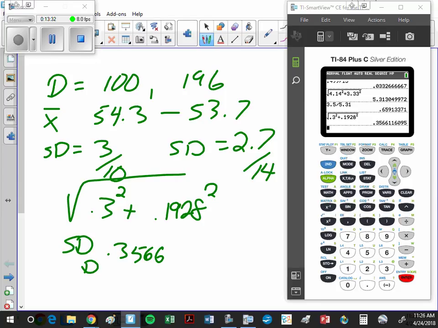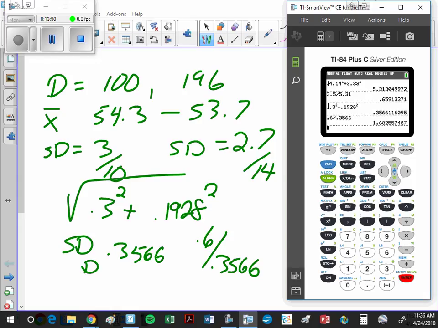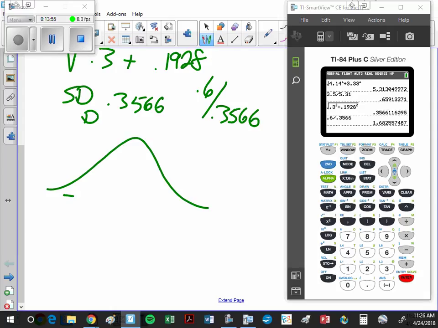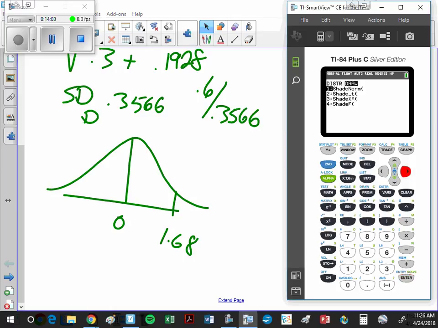Now I take the difference. How far is 54.3 from 53.7? 0.6. So I'm going to take 0.6 and I'm going to divide it by 0.3566. And I get a z-score of 1.68. So here's our 0, 1.68. Let's actually shade norm and see what we get. We know what the answer is, right? We're going to reject the null. But let's just see how close it is.